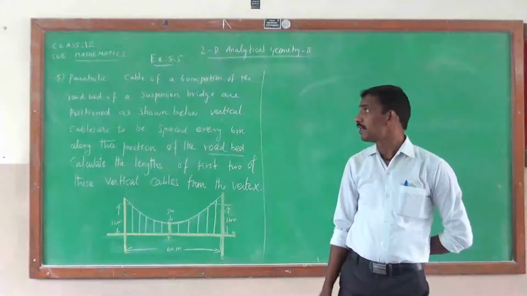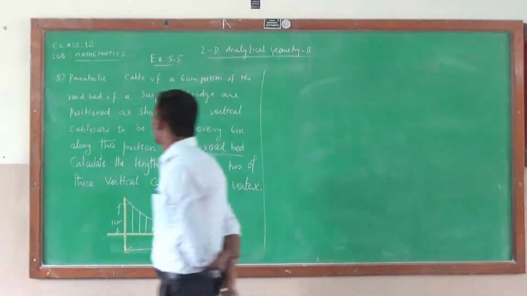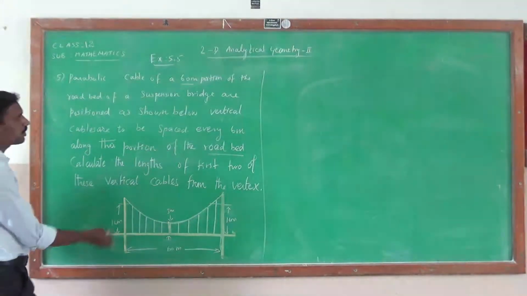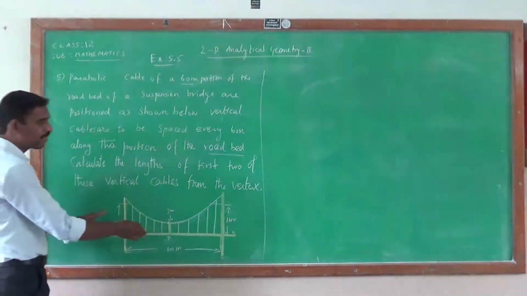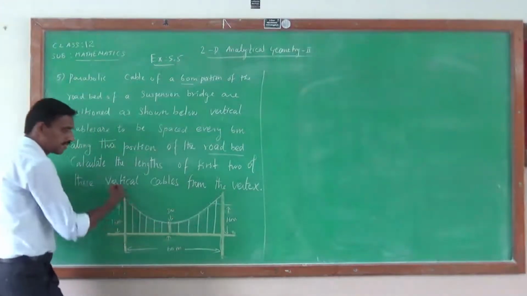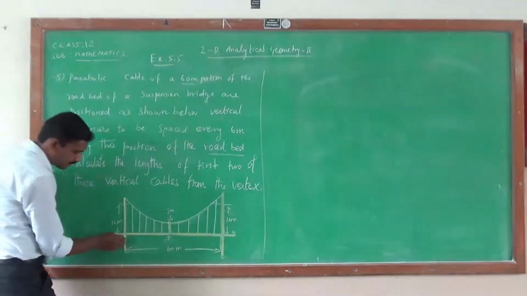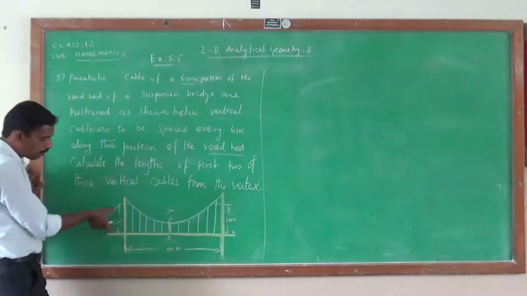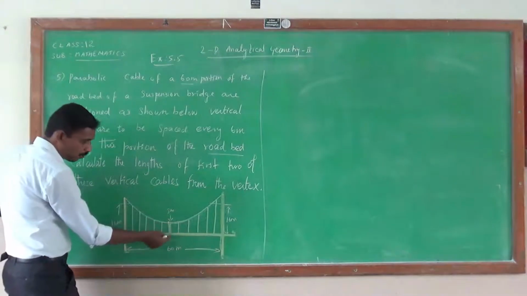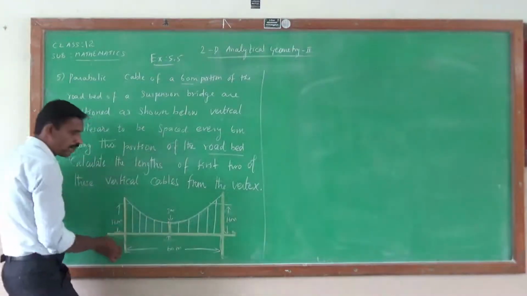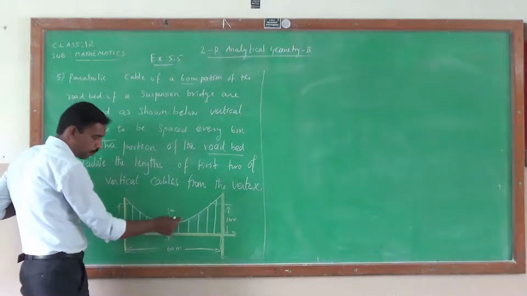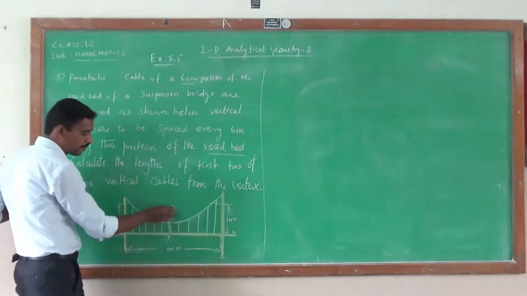Thank you. Exercise 5.5, question number 5. A parabolic cable of 60 meters portion of the roadbed of a suspension bridge is positioned as shown below. Look at the diagram; the diagram explains everything. This is a suspension bridge. It is a parabola opening upward, 60 meters wide, and its supporting pillar height is given. That is the 60 meter supporting pillar. And the roadway is the yellow line. The distance between the lowest point, that is the vertex of the parabola, and the roadway is 3 meters.